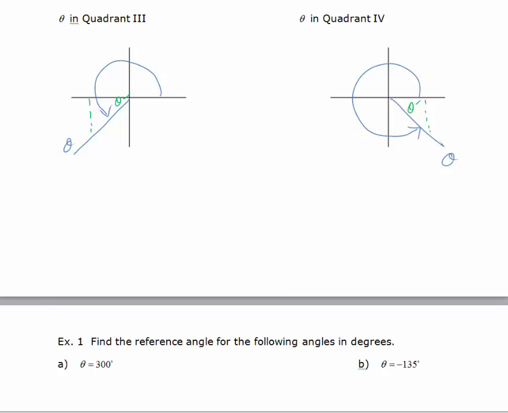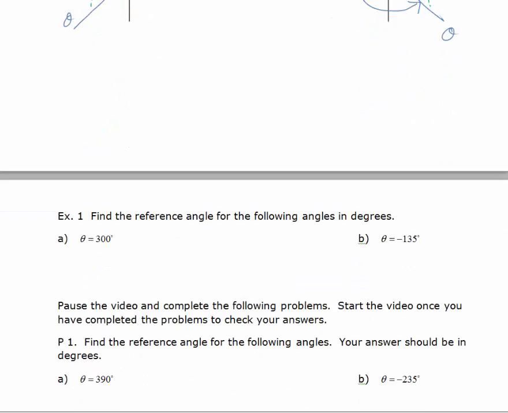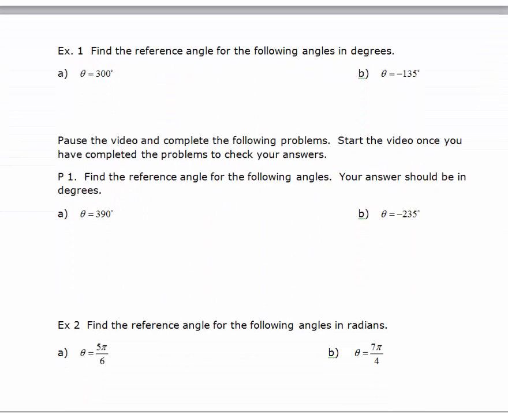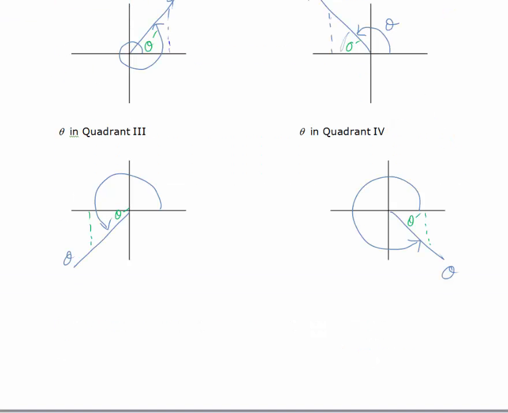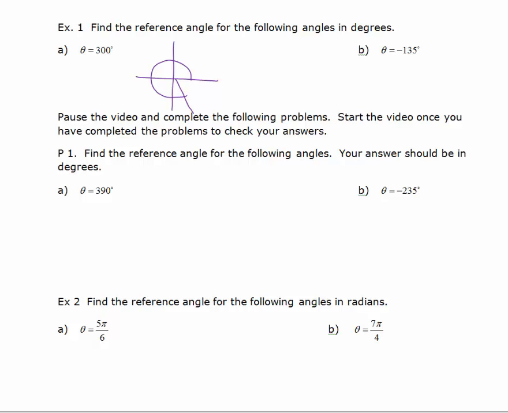Now you can use formulas for this, but it really is best to just use logic. So let's start with an example. I've got an angle of 300 degrees and I'm going to draw it in standard position. So 300 degrees lands me in the fourth quadrant. I know that if I went all the way around, that would be 360 degrees. I'm at 300 degrees. I want to find this little angle right here, theta star, that acute angle. That must be equal to 360 degrees minus 300 degrees, which would equal 60 degrees.